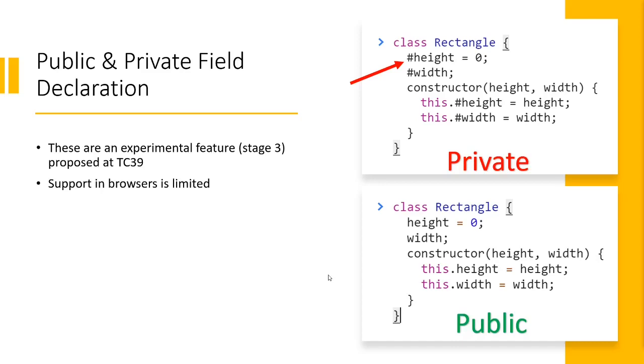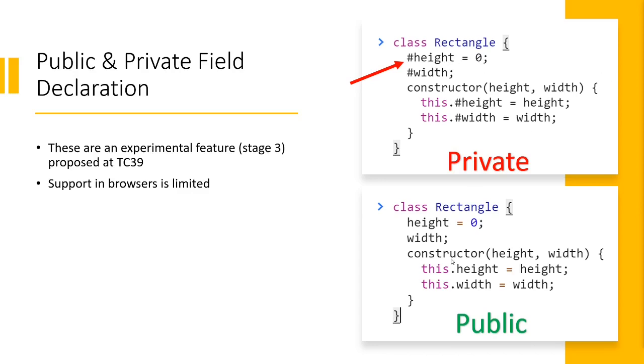However, there is an effort going on to provide public and private fields also. Like in the last slide we saw that we can create properties inside the constructor only, but with the help of this particular feature we would be able to create the property outside of the constructor as well. So these are experimental features which are in stage 3 right now, and that's why the browser support is very limited. Mostly in the Chrome browser, you can see that it will work.